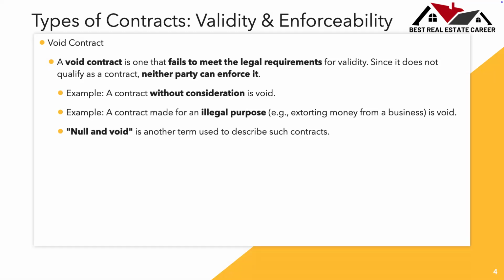Full stop. That's what this looks like. So on your test, if you have a test question and it's talking about you didn't have a meeting of the minds, you had incompetent parties, well, then the contract's void. It's a void contract. Neither party can enforce it. An example would be a contract without consideration would be void.